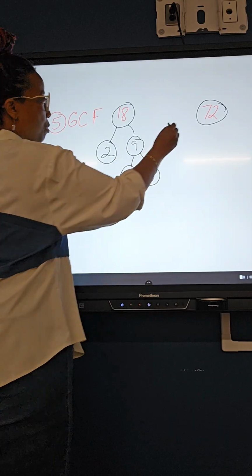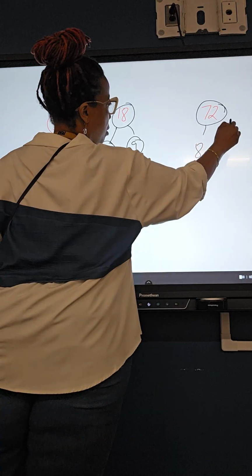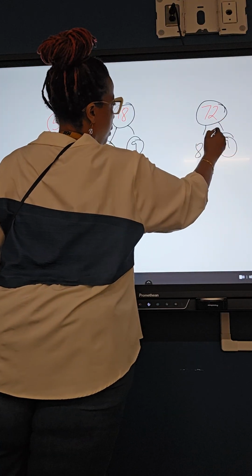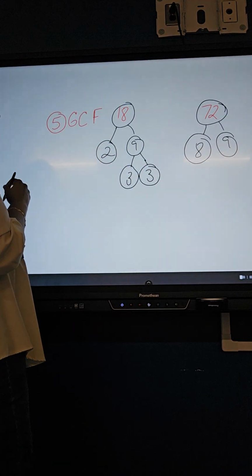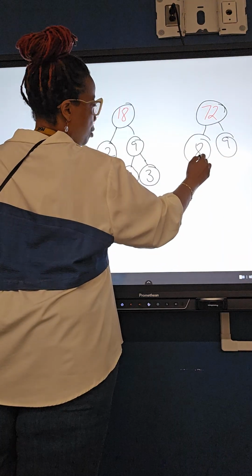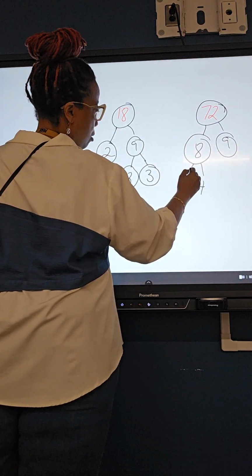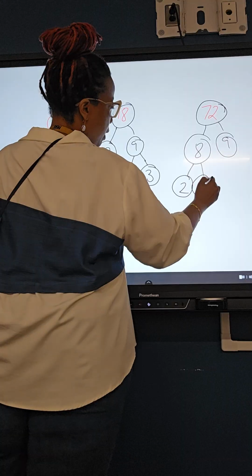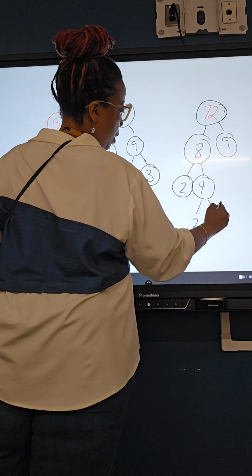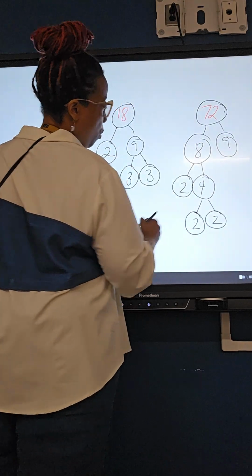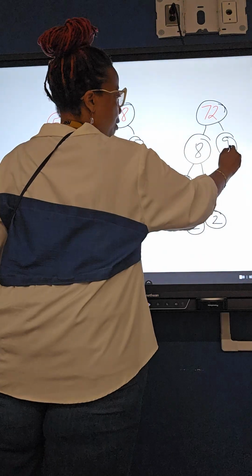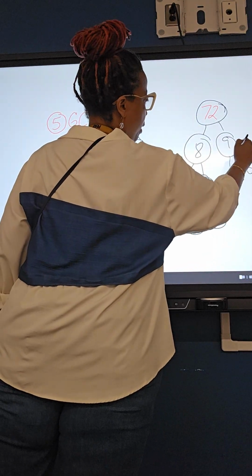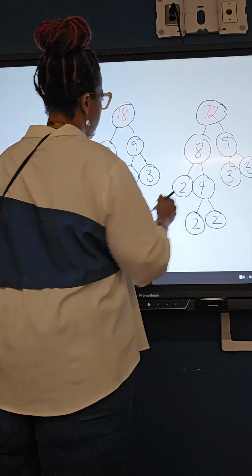Moving to 72, 8 times 9 is 72. Those are composite numbers, so we've got to keep going. 2 times 4 is 8. 2 is prime, we're done. 4 is composite, we're not done. 2 times 2 is 4. 9 is 3 times 3. They're both prime, so we are done.